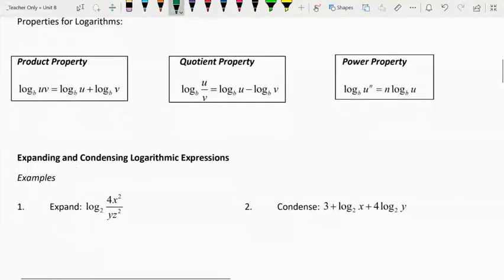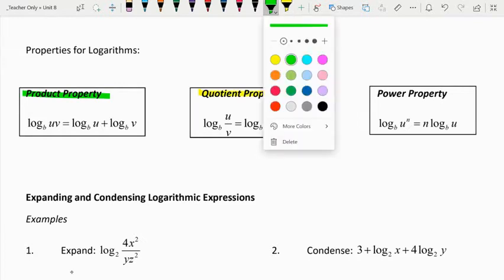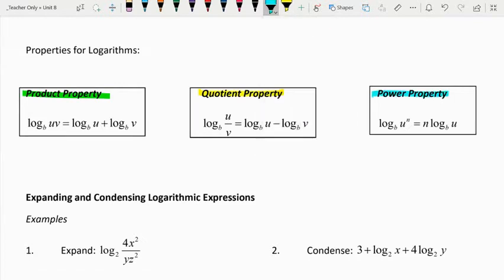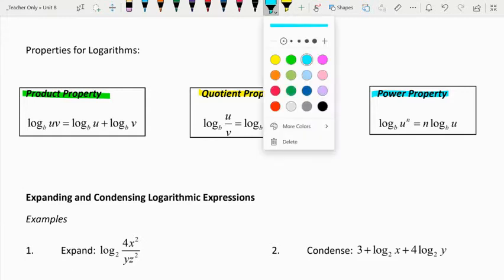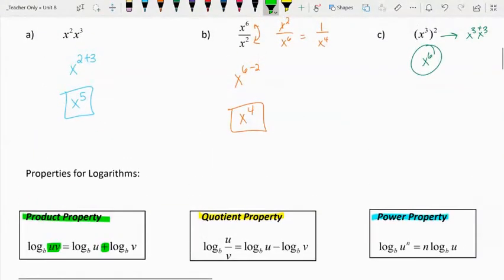So let's talk about the properties of logarithms. These are three important properties: the product, the quotient, and the power. Those are the three big ones. The first one: whenever you are multiplying things on the inside, the u times v becomes a plus in between them, which, if you think about it, is kind of like up here. You are multiplying something, so you add.